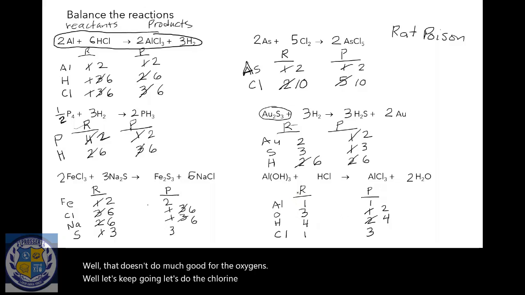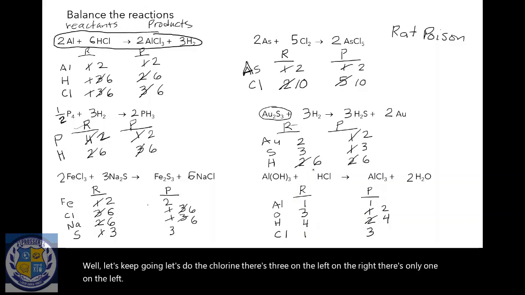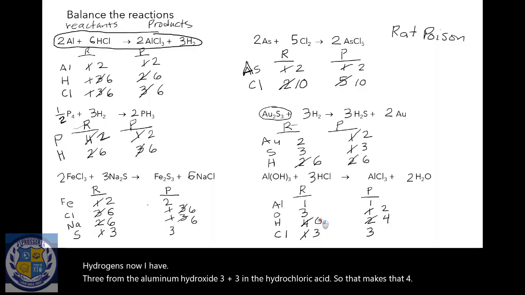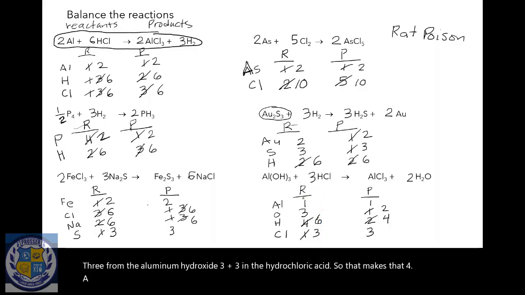There's 3 on the right. On the left, there's only 1. So why don't I put a 3 here? And that makes that chlorine a 3. But instead of having 4 hydrogens, now I have 3 from the aluminum hydroxide, 3 plus 3 in the hydrochloric acid. So that makes that 4 a 6. A 6. Okay, that kind of messed things up.